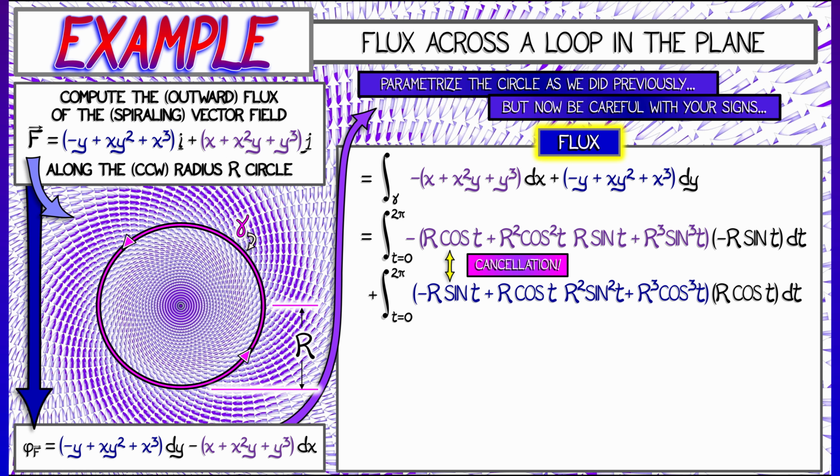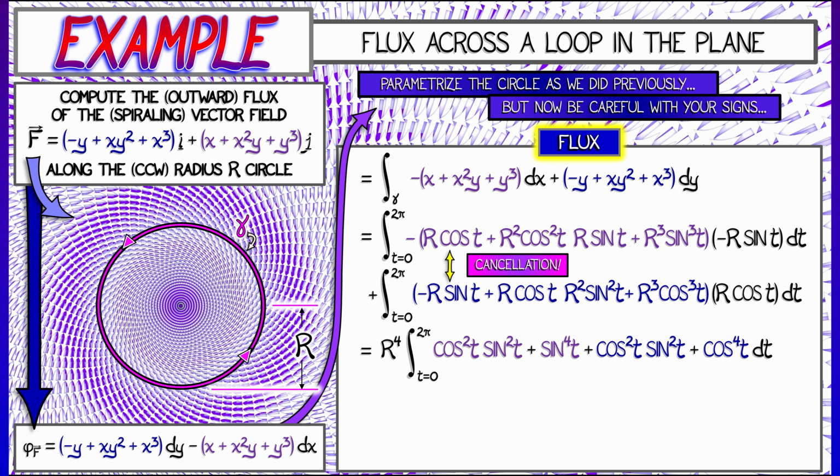When we factor out an r to the fourth and look at what's left over, we get cosine squared t sine squared t plus sine to the fourth t from that first integral, and cosine squared t sine squared t plus cosine to the fourth t from the second integral. However, with a little bit of factoring, we see that that is really just quantity sine squared t plus cosine squared t, squared. And since sine squared plus cosine squared is 1, we get a simple integral of dt as t goes from 0 to 2 pi, all of that times r to the fourth, giving us a final answer of 2 pi r to the fourth.